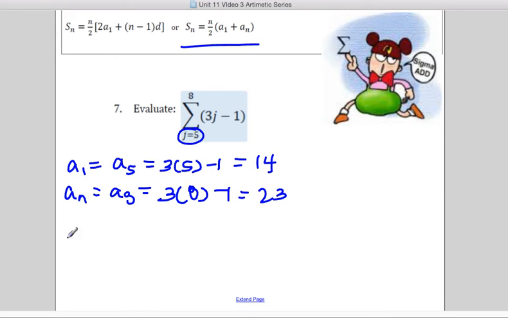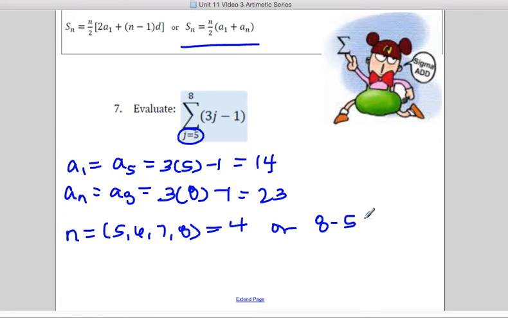Now all I need is my n. Okay, here's where it's tricky. You can count it out, okay? It is 5, 6, 7, and 8. So how many numbers is that? 4 numbers. Or you can do 8 minus the number. So 8 minus 5 is 3, but then you need to go ahead and add on 1. This is 3. 3 plus 1 is 4. Okay, so you always have to tack on 1. So if you don't start at 1, you would have to subtract them and then add on 1.